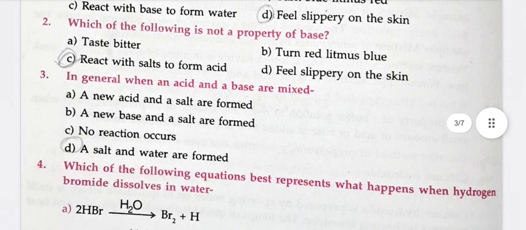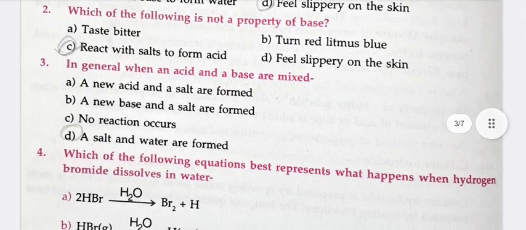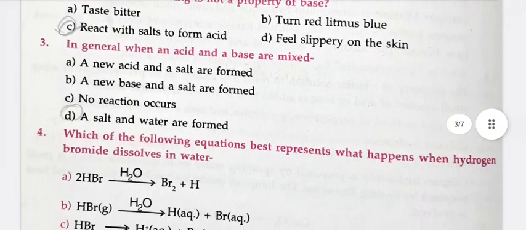Next, in general, when an acid and base are mixed, what will happen? When acid and base, I already told you in class. For example, let us see acetic acid, a weak acid, treated with a strong base like sodium hydroxide, gives sodium acetate, and thereby removal of water. So what will happen? Salt and water are formed. So D is the correct answer.